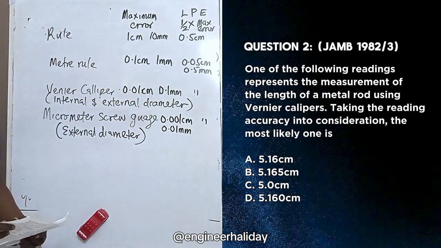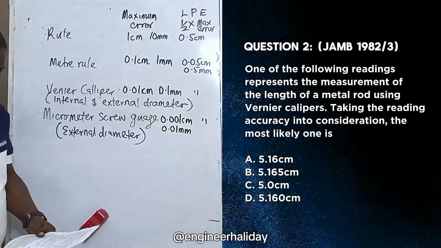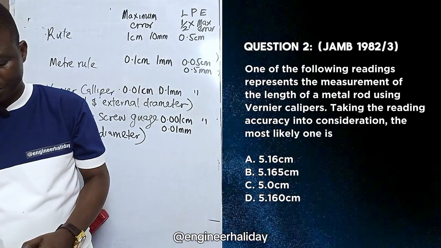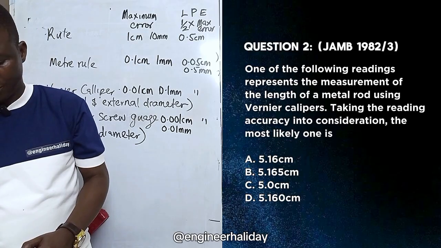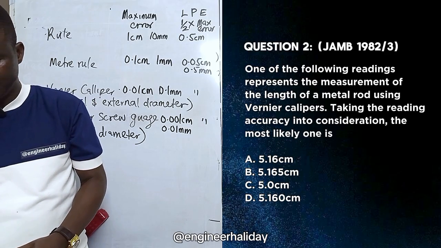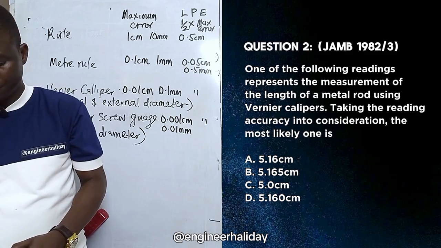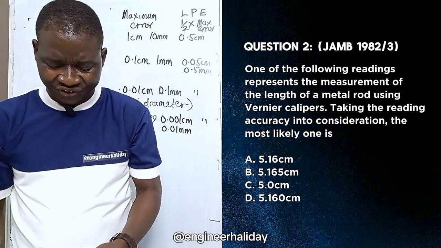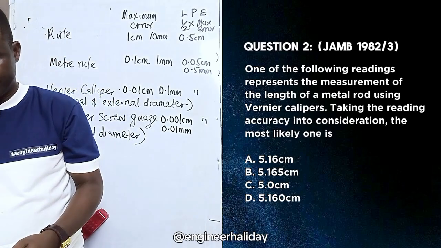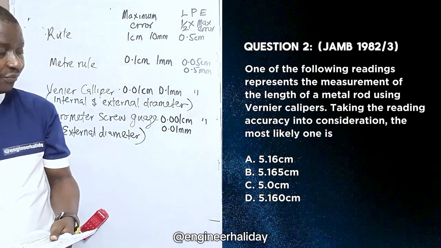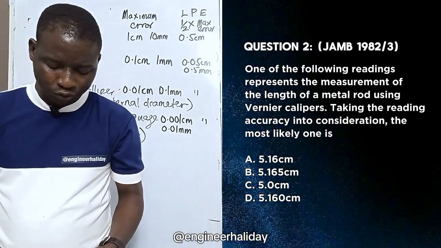Now, another thing again I want us to look at. Let us go ahead to look at the question. It says, one of the following readings represents the measurement of length of a metal rod using vernier caliper, taking the reading accuracy into consideration. Now, the most likely one is option A, 5.16 centimeter, which should be vernier caliper. Take note of that one.